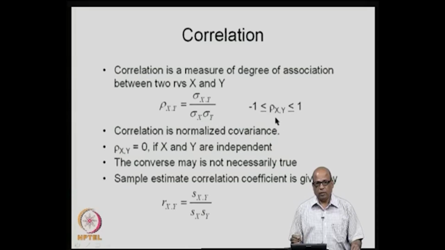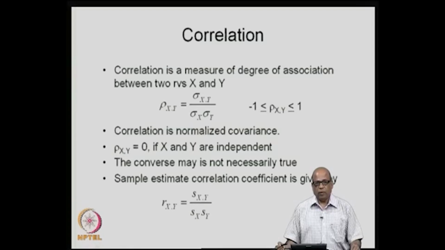Presently, we will show that rho x y in fact varies between minus 1 and plus 1, and rho x y is equal to 0 if x and y are independent, because your sigma x y will be 0, as we just showed. So, sigma x y, which is the covariance between x and y, will be 0 if x and y are independent, and therefore, the correlation will be 0.